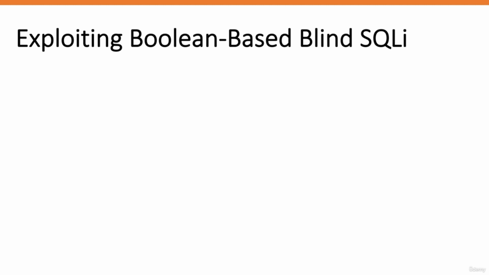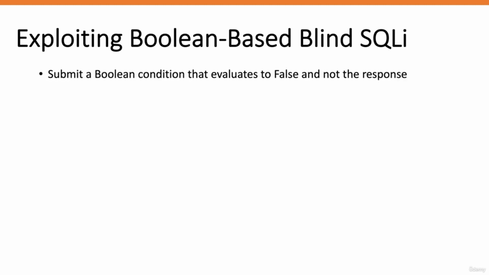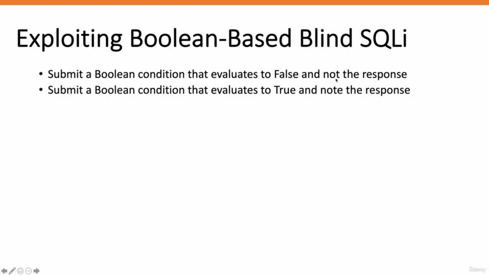Next, let's talk about exploiting Boolean-based blind SQL injection. The first thing to do is submit a Boolean condition that evaluates to false and note the response. The next thing to do is submit a Boolean condition that evaluates to true, and again note the response. If the response is different when you force a false statement versus a true statement, then you have a Boolean-based blind SQL injection.